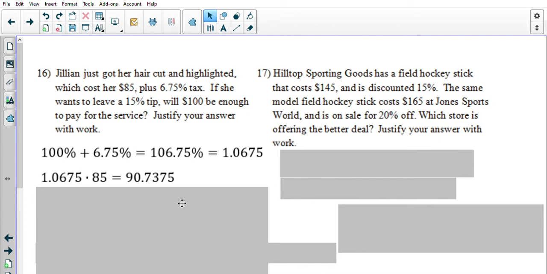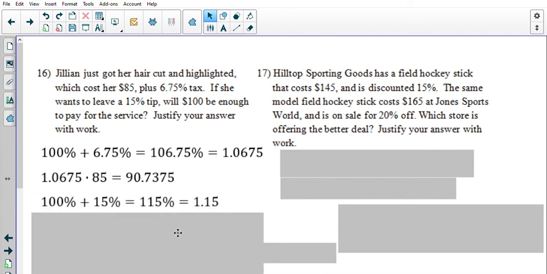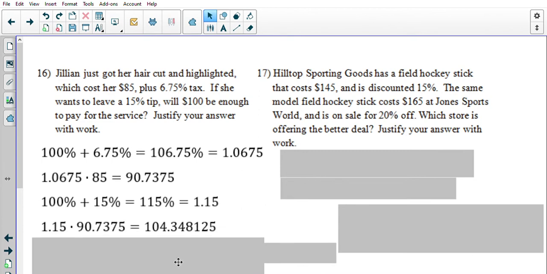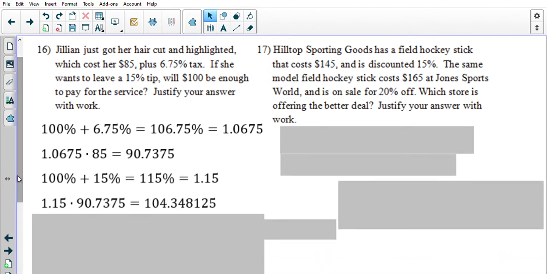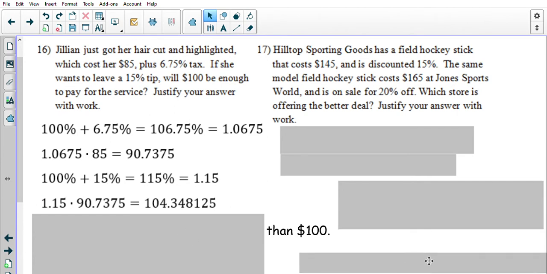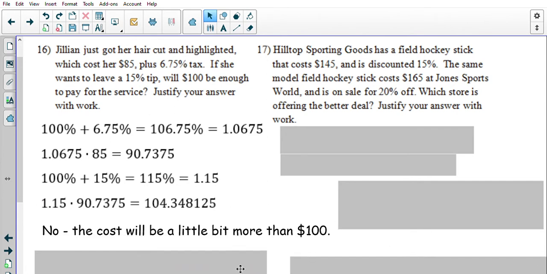Multiply that by the $85 haircut, and you get 90.7375. A 15% tip, so I took 100% plus 15% to get 115%, 1.15. I multiplied that by the price after tax. You could even calculate it on the original price if you wanted to. You still would get a value that's above $100, just to point that out, because I tried it both ways just to double check. But I got 104.348125. So what I know here, go ahead and move this off to the side, is that no, the cost is going to be a little bit more than $100.